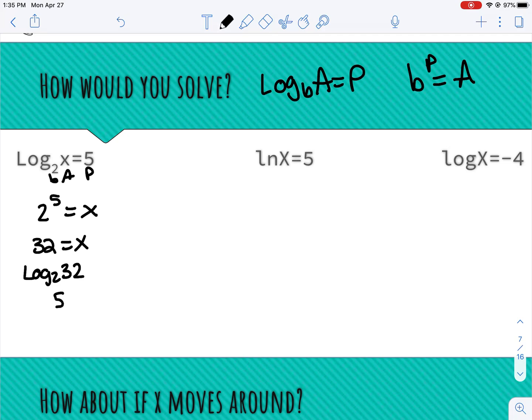Okay, again, you can double check your answers. So if you put in log base 2 of 32, you should get out 5. So it's a good habit just to mentally check or use your calculator.